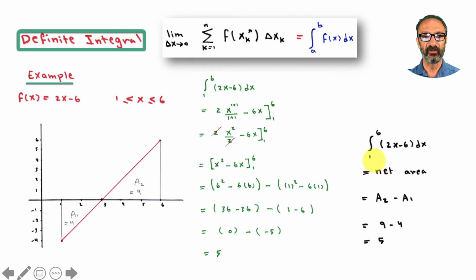So the integration from 1 to 6 of x minus 6 equals the net area, which is A2 minus A1, 9 minus 4, and that's 5. So what is 5? That's called net area. To support what I'm trying to say here, here's an example.